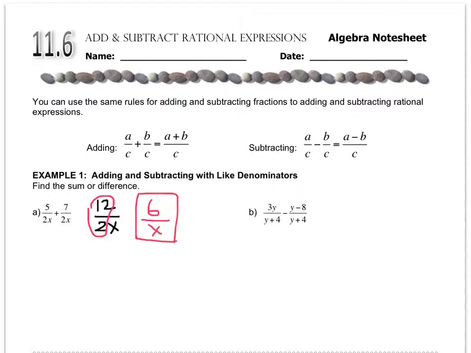When you subtract, the denominator stays the same, and you subtract the numerators. But when you're subtracting, I want you to write it out first, at least for a while, because you have to remember to distribute this negative sign to all the terms. If you don't write the negative sign and the parentheses, you'll just think that the negative only goes with the y, but it also goes with the 8. So now when you distribute, you get 3y minus y plus 8 over y plus 4.